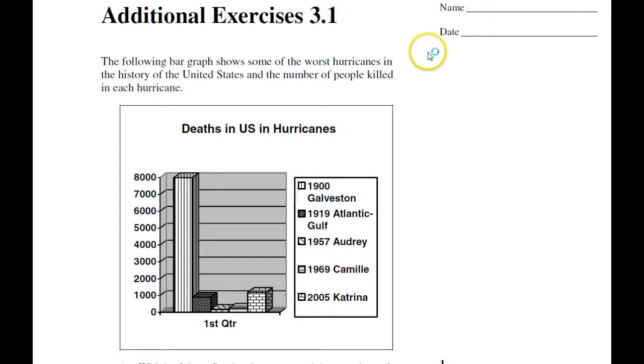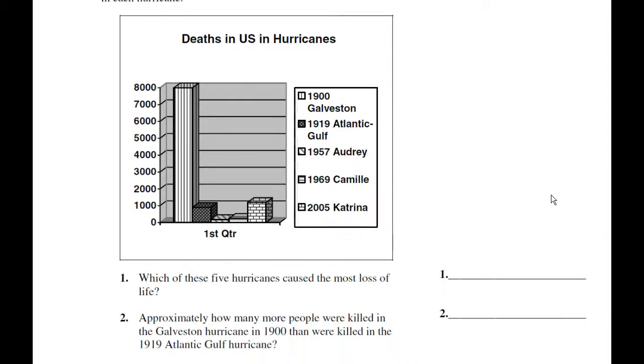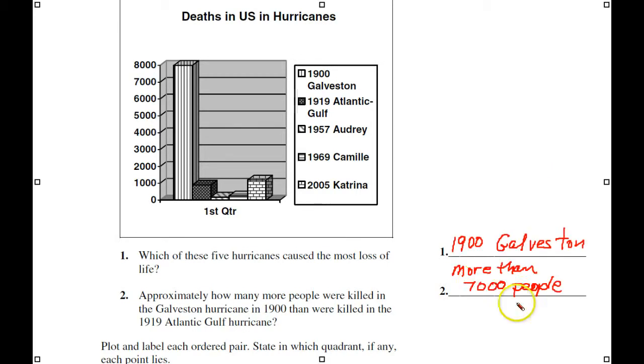We're now going on to Chapter 3, dealing with graphing. Topic 1. Read this carefully. Now we'll raise it a little bit. And see what you can get for answer 1 and 2. Now we're starting you off easy.